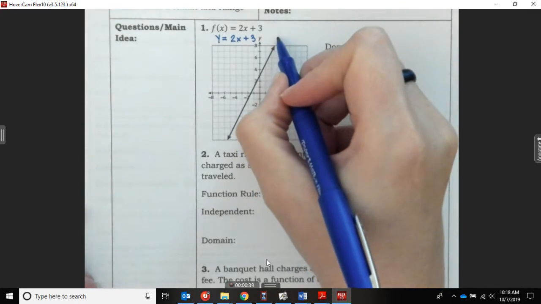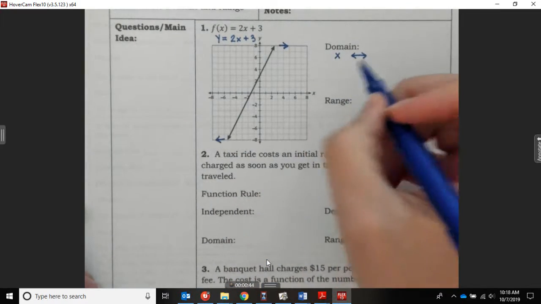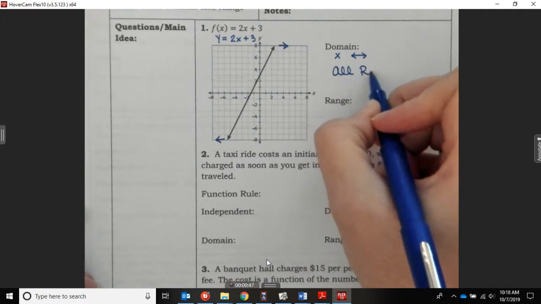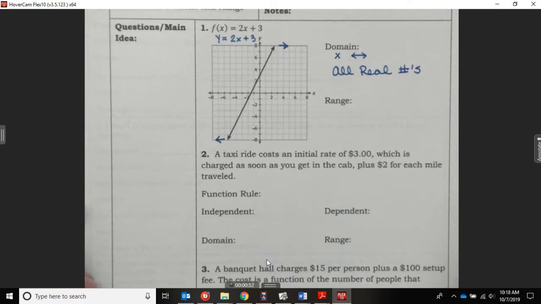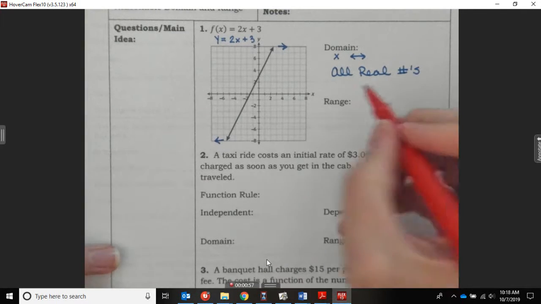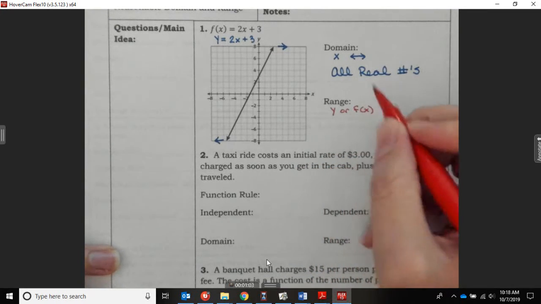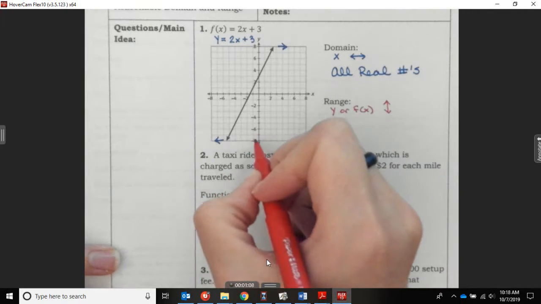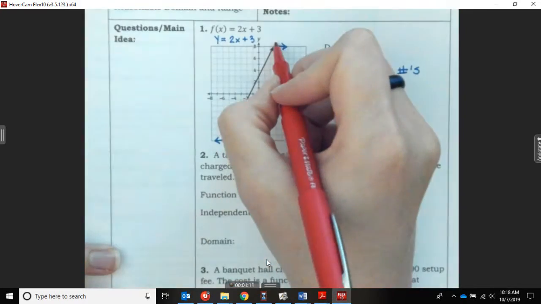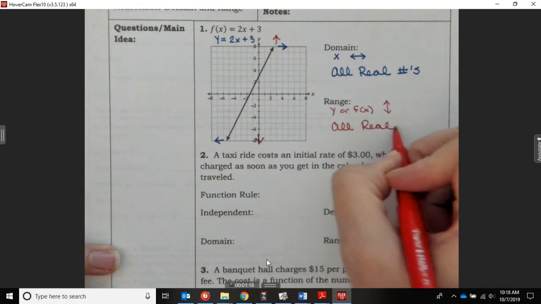And if I look at this graph, it's going up, but it's also going right forever. It's going down, but it's going left forever. So my domain is all real numbers, meaning I can have all of the decimals and fractions in between, and it never ends. The range is your y values, and sometimes you might see f of x, and you have to know that that's still your range, and it's what happens from bottom to top, right? So bottom here, it's going down forever, and it's going up forever. So my range is also all real numbers.